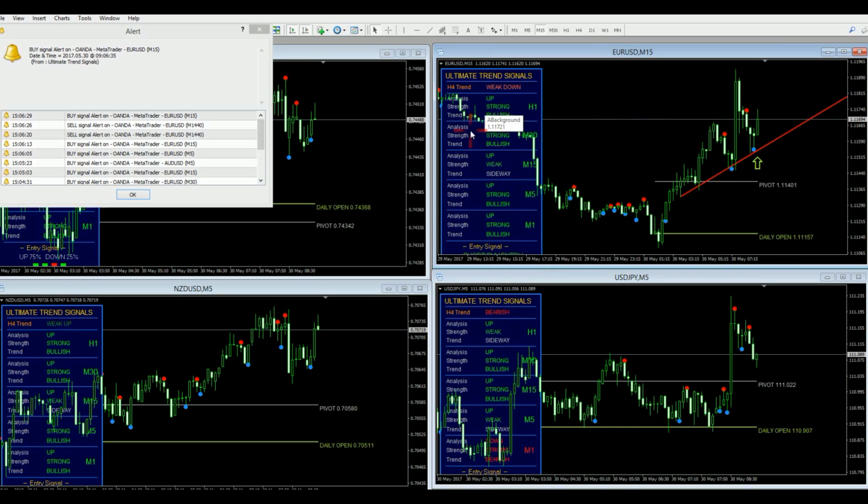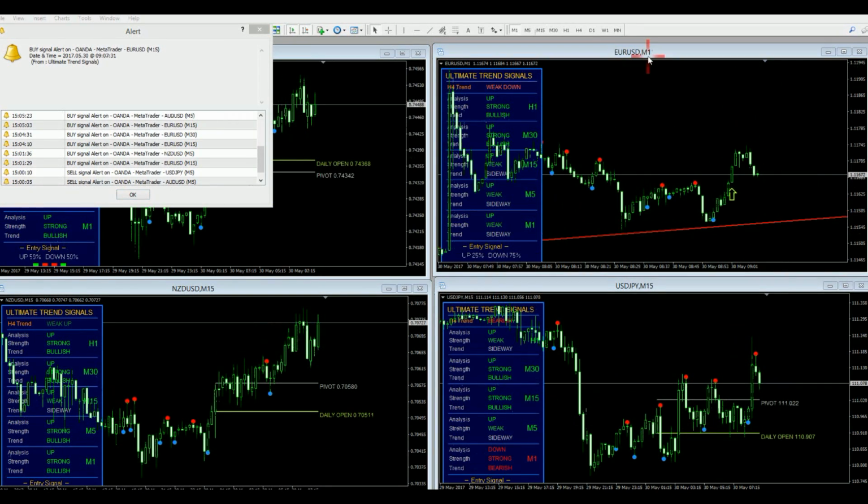That's very good convergence. So it's not a mix. So that's also good. And we got a signal. We got the alert a few minutes ago. So now let's just wait and see what happens with this signal.